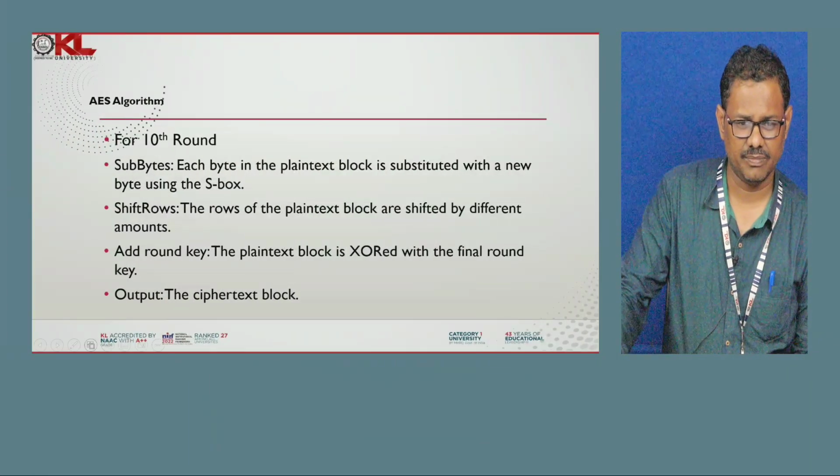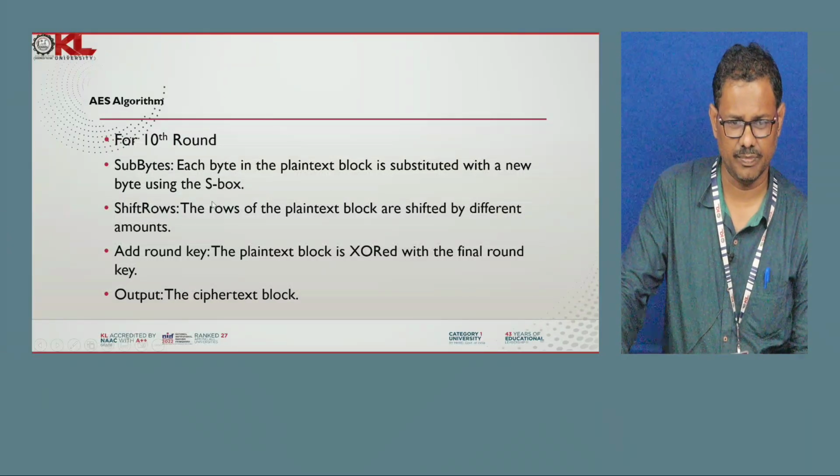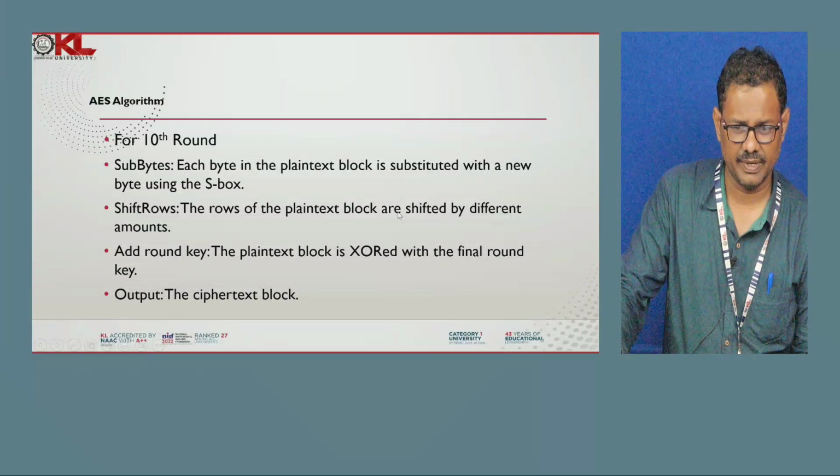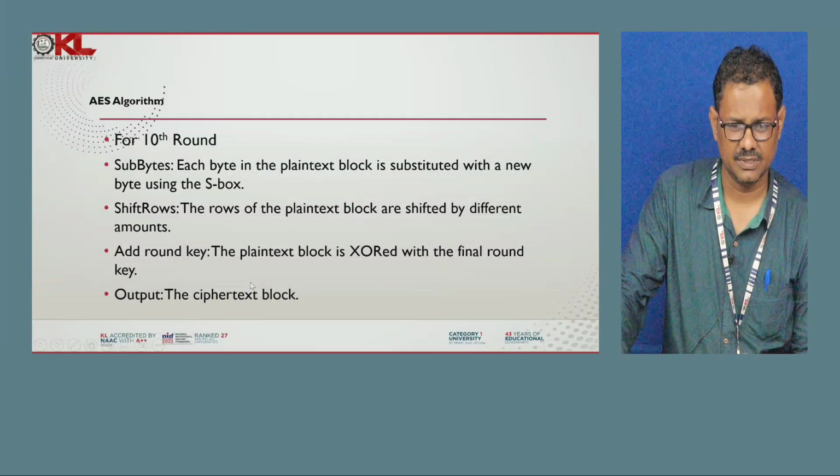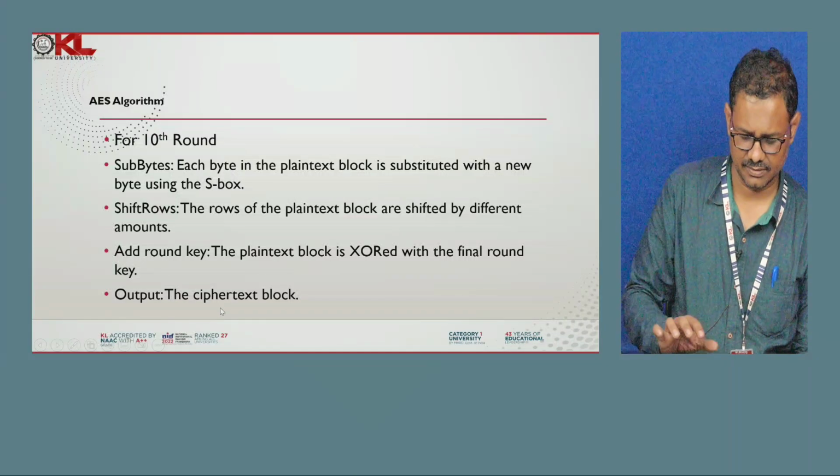For the 10th round, we are applying only three operations. Sub bytes, each byte in the plain text block is substituted with a new byte using the S-box. Shift rows, the rows of the plain text block are shifted by different amounts. Add round key, the plain text block is XORed with the final round key. Output is the ciphertext block.